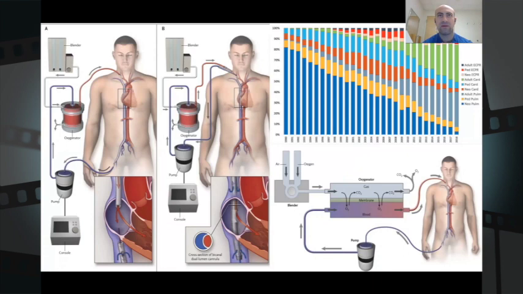On the left, you can see a simplistic representation of veno-venous ECMO. The blood is drained by a centrifugal pump to the oxygenator, and returned to the heart via a second cannula. The extracorporeal membrane both oxygenates and removes CO2.